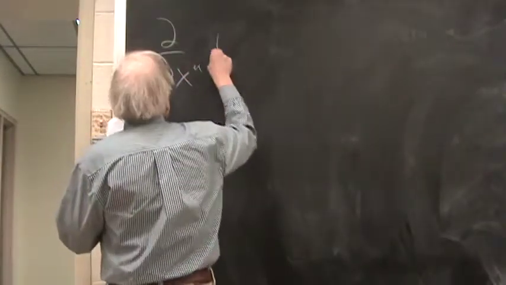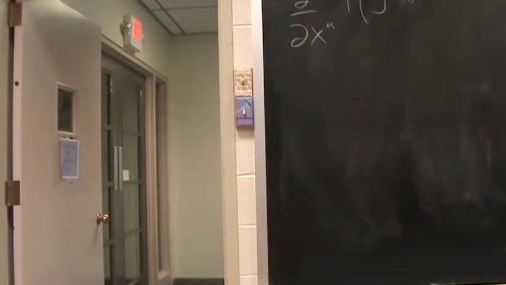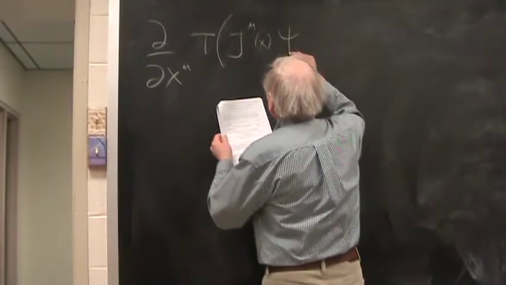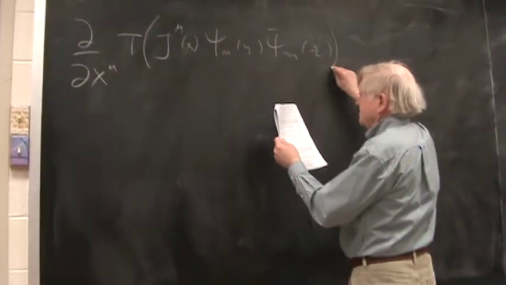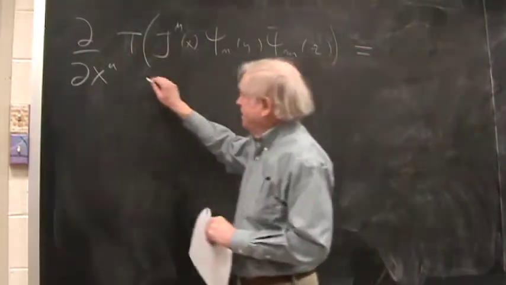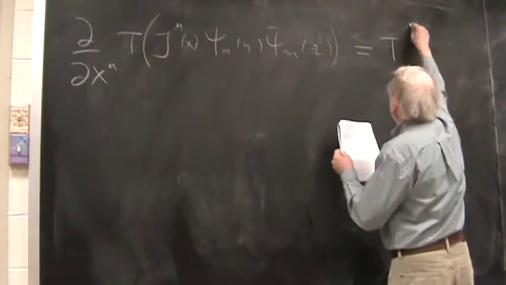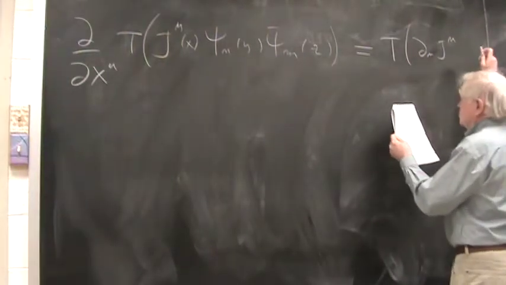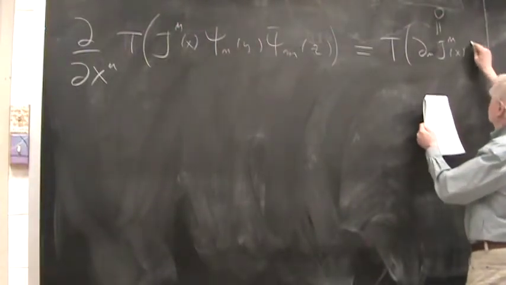So here's the key thing. ∂/∂x^μ of the time-ordered product of j^μ(x), ψ_n(y), ψ̄_m(z). This is the thing that's inside here. What is this? Well, apart from time ordering, you can just differentiate, and that gives you a zero. So you have ∂_μ j^μ, this is zero, because this is a conserved current.